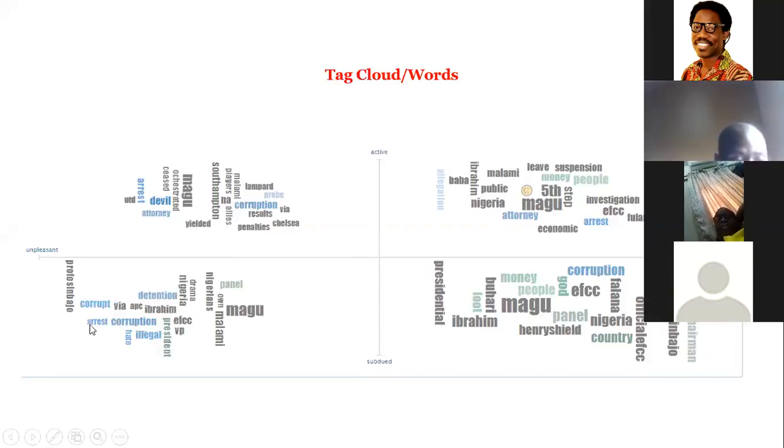Then we look at the one down here. You also have Professor Sagay. This is because Sagay has also been linked with the issue of Magu. So we have corruption here, arrest, corruption, illegal. So the unpleasant part of it actually has almost all negative words. So that is it around understanding the key topics or keywords within the tweets.